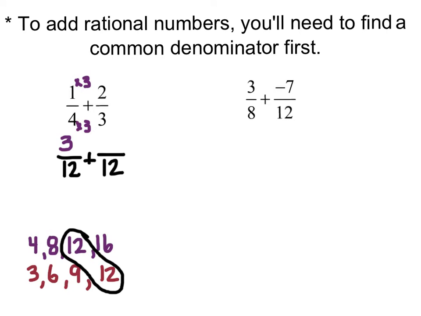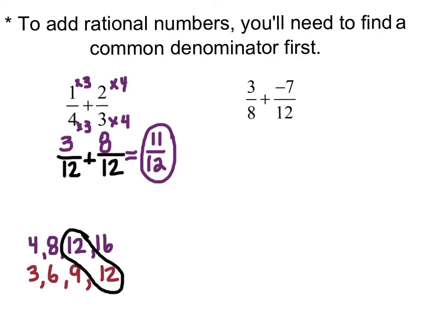On the other side, we have thirds. We need to get from thirds to twelfths, and so that means we're going to multiply by 4. Again, multiply the top by 4 as well, and that's going to give us 8 twelfths. Now that we have a common denominator, we can go ahead and add: 3 twelfths plus 8 twelfths is 11 twelfths. And that's our answer.